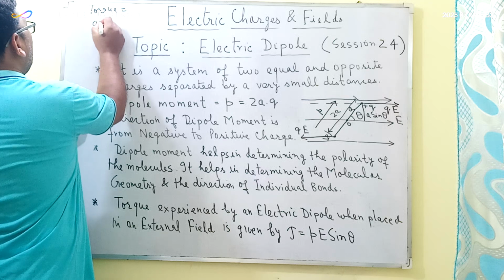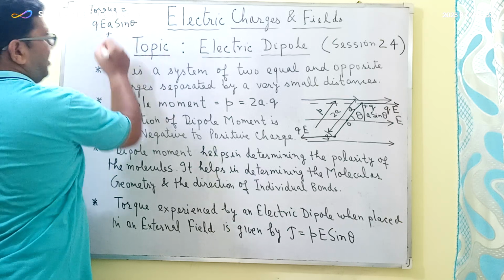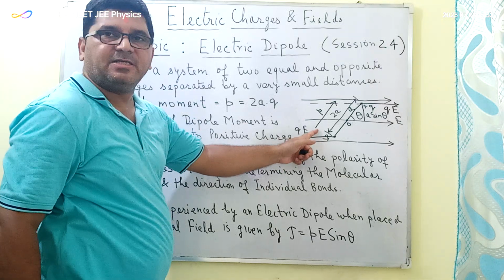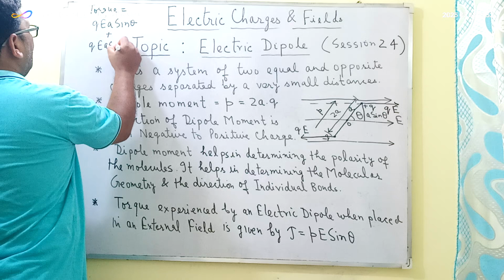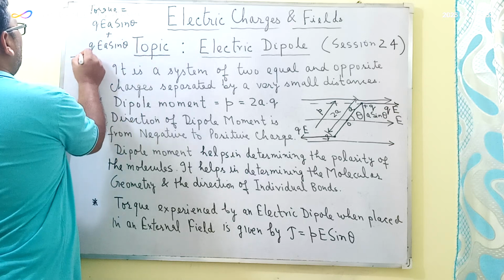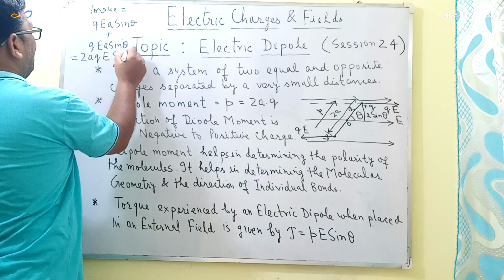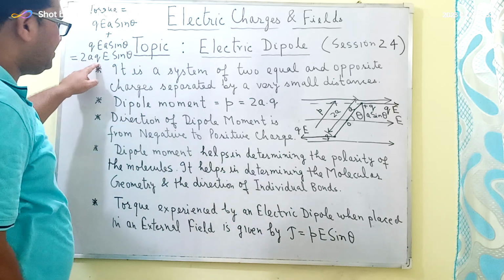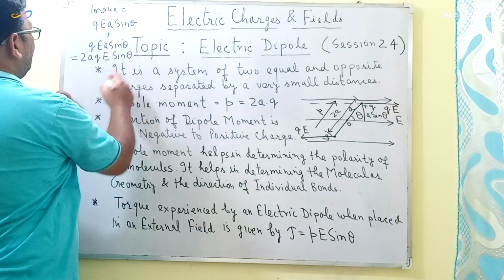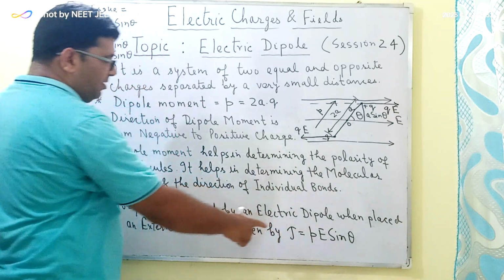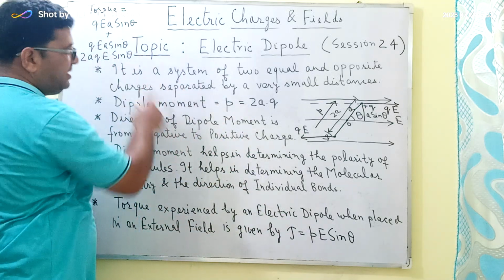The torque will be equal to QE a sin theta plus the torque experienced by this negative charge. This will also be equal to QE a sin theta. So this is equal to 2a QE sin theta. Now 2aq is equal to the dipole moment. So from here you can get the formula for the torque as PE sin theta, because 2aq is equal to P.